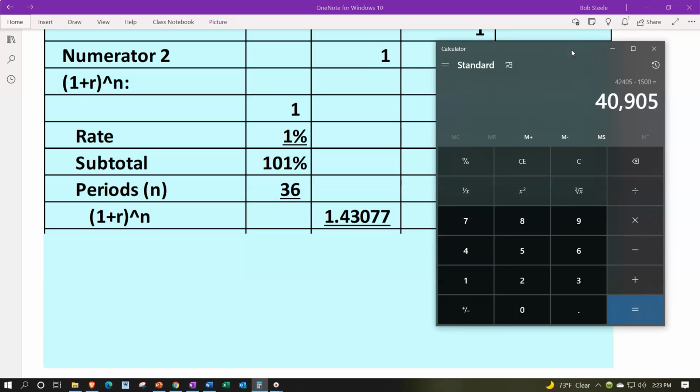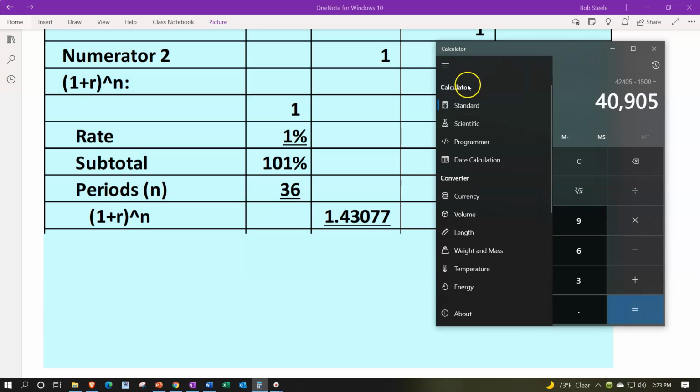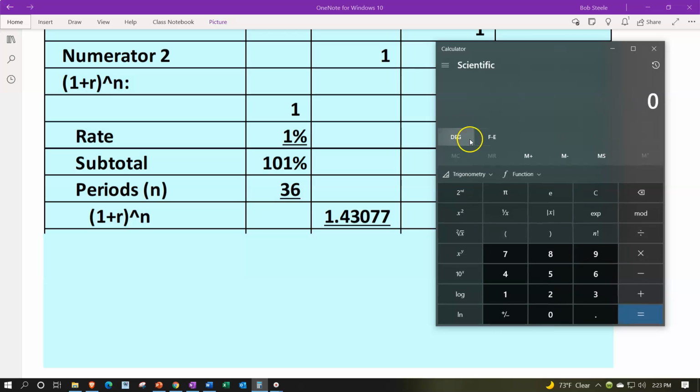So for me, I'm going to go back to the scientific calculator. We're going to do something scientific like here. We've got 1 plus the 0.01 is 1.01, or 101% to the power of, to the x^y, caret 36. And that's going to give us that 1.43077, so on.